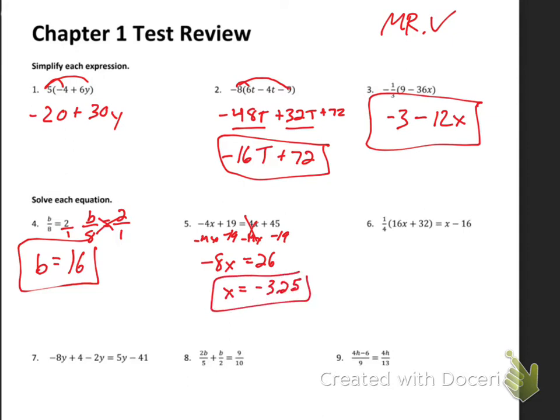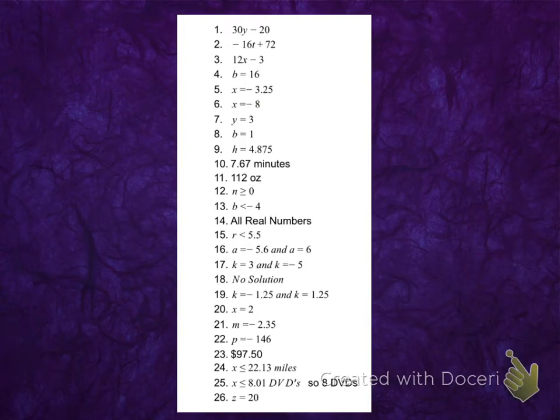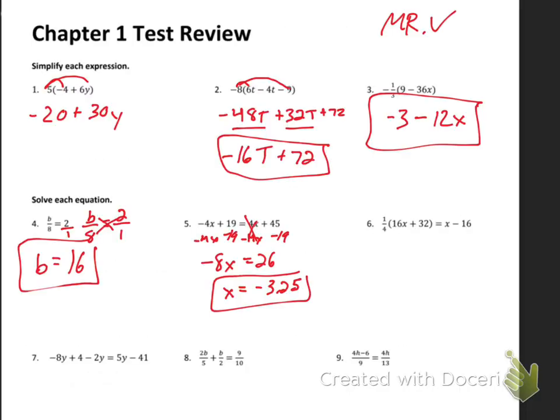So let's just check answers real quick. Negative 3.25, b is equal to 16, and then we have 12x minus 3. If I wanted to rewrite this one, I could put the one with the variable out, so 12x, and then it'd be 12x minus 3 here.